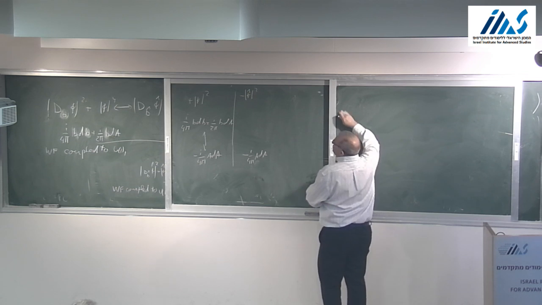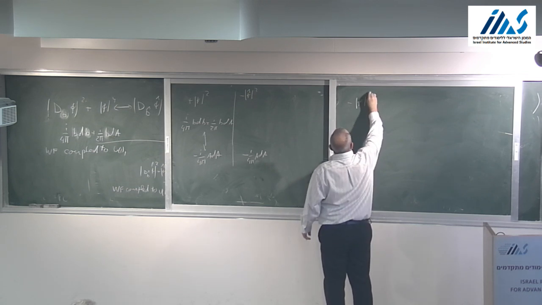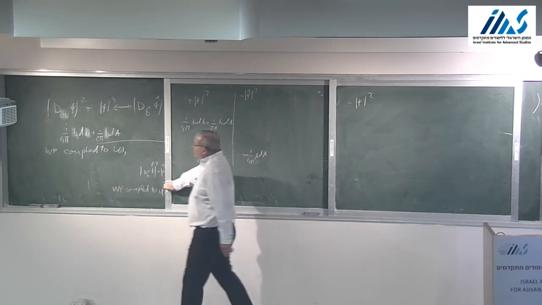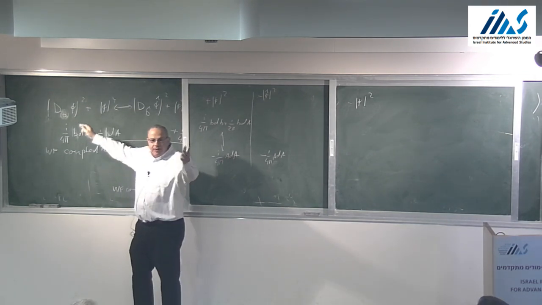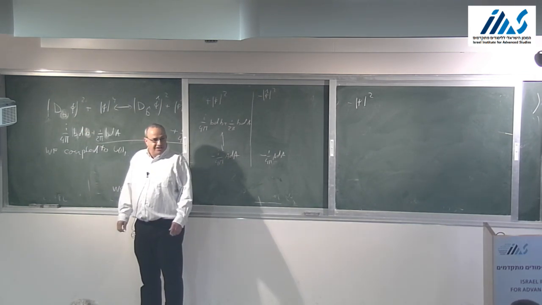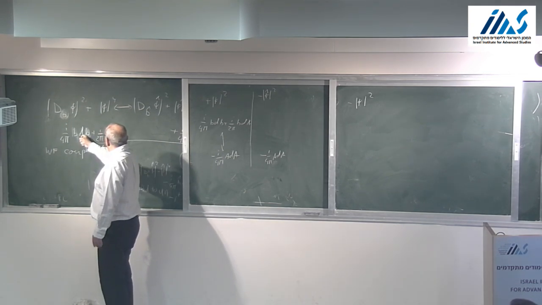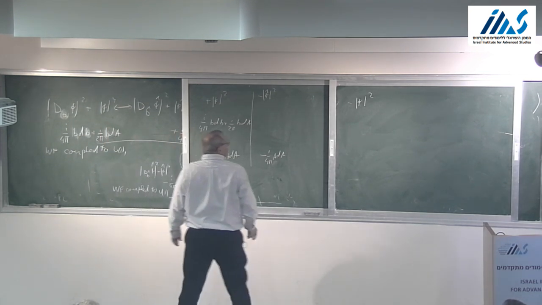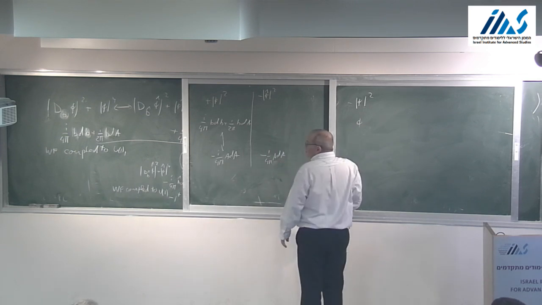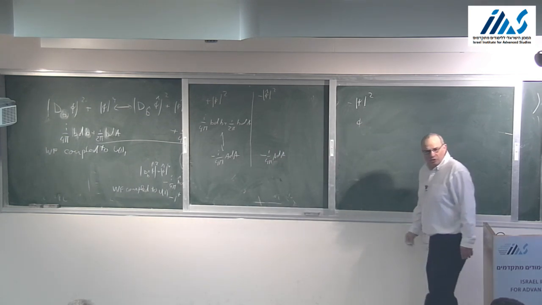There's a check. So we have minus |phi|². What does it do on the left-hand side? We have negative mass squared. What does it do? It Higgses it. Very good. So it Higgses B. So B is gone, and I have nothing. And the spectrum is gapped, and there is no term that depends on A.